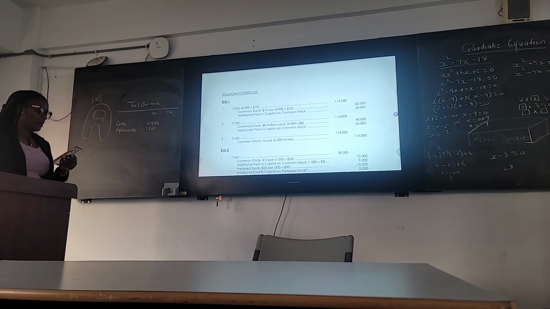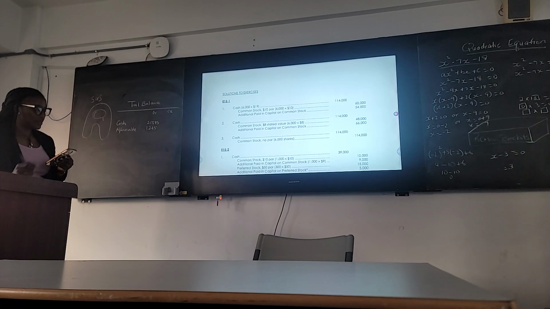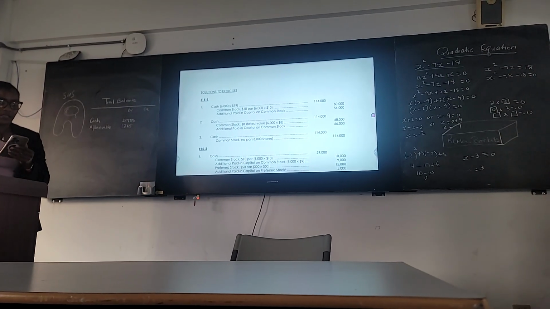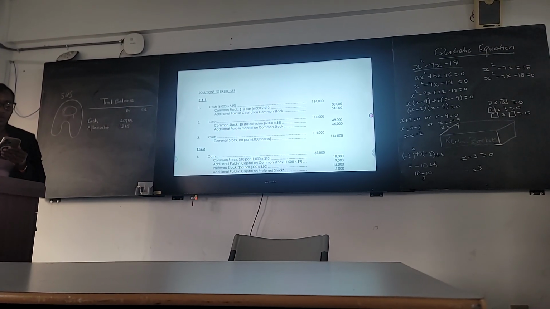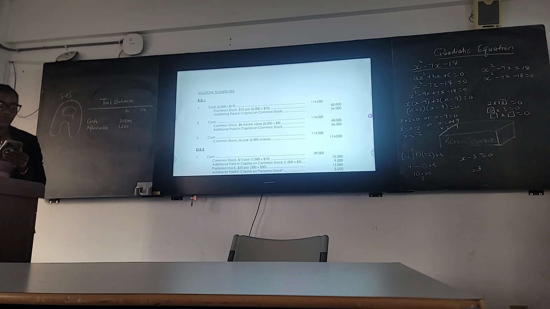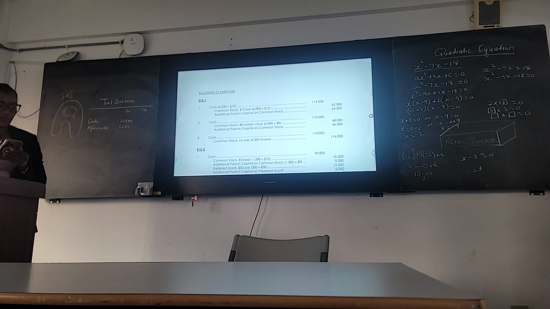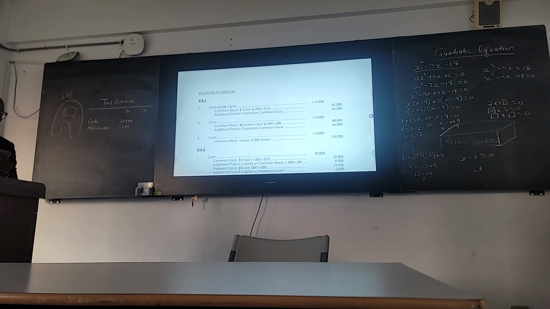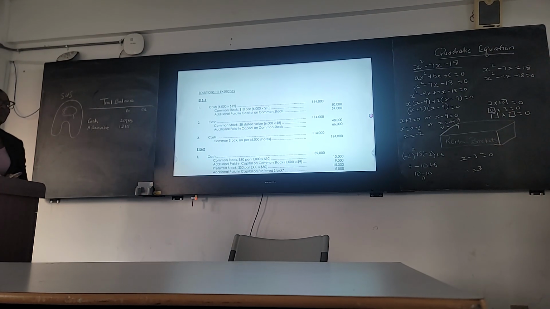E15-1, par and no par stock issuance. Caswell Corporation is authorized to issue 10,000 shares of common stock. It sells 6,000 shares at $19 per share. We are required to record the sale of the stock given the following independent situations. 1, when the stock has a par value of $10. 2, when the stock is no par, but the board of directors has assigned a stated value of $8. And 3, when the stock has no par and no stated value.